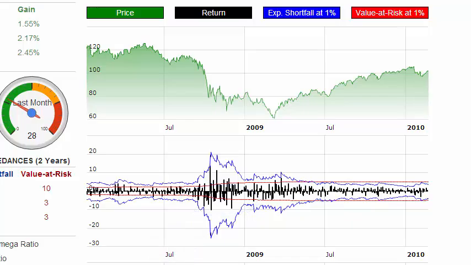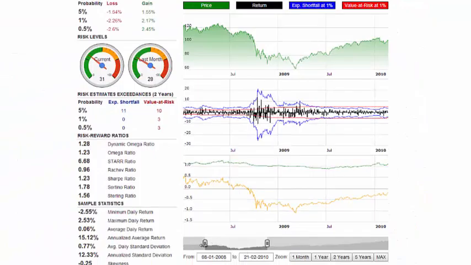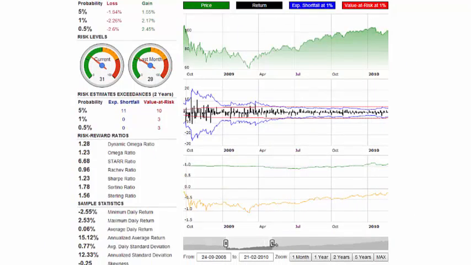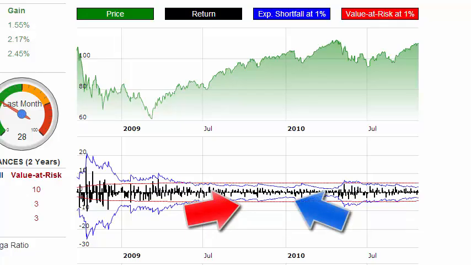This does not mean that the blue line will always predict more risk than the red line. In the late to early 2010 period, the red value at risk line still estimated a high level of risk, while at the same time, the blue, or expected shortfall line, observed less risk while still not incurring exceedances.